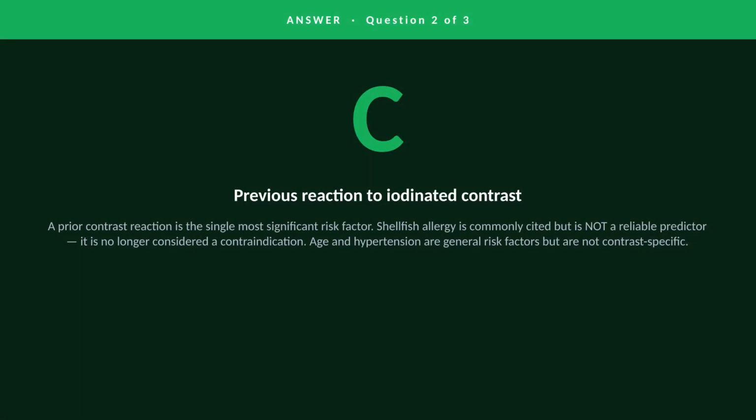The answer is C. Previous reaction to iodinated contrast. A prior contrast reaction is the single most significant independent risk factor. Shellfish allergy is commonly cited, but is not a reliable predictor and is no longer considered a contraindication by the ACR.